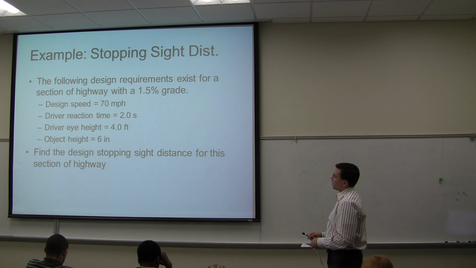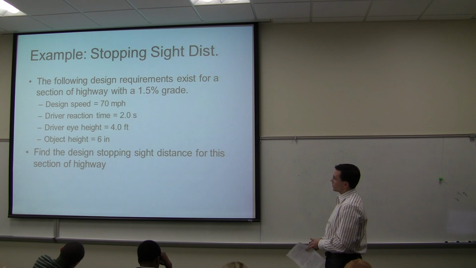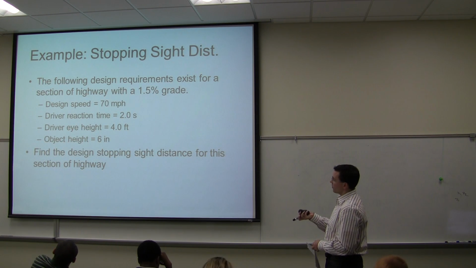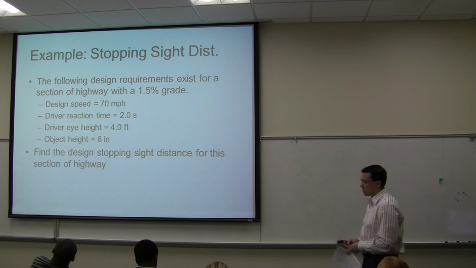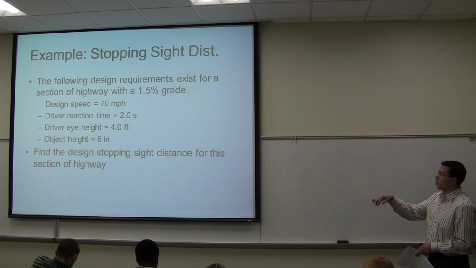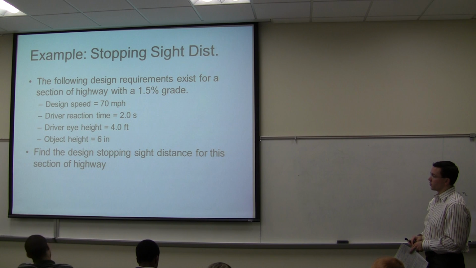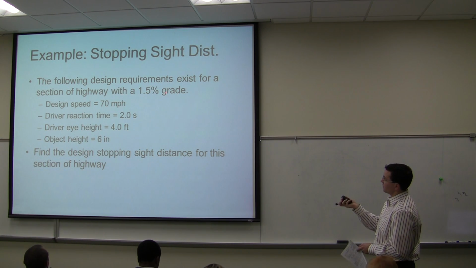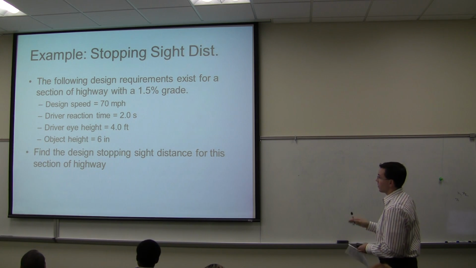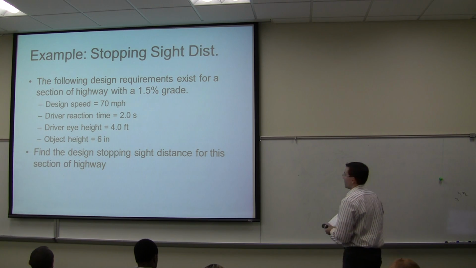So based on this equation, we have a little bit of extra information that's not relevant for this problem. That would be the driver eye height and the object height. Those don't come into play unless we're doing vertical curvature design and looking at the length of a vertical curve. So this is just a 1.5% section of roadway.